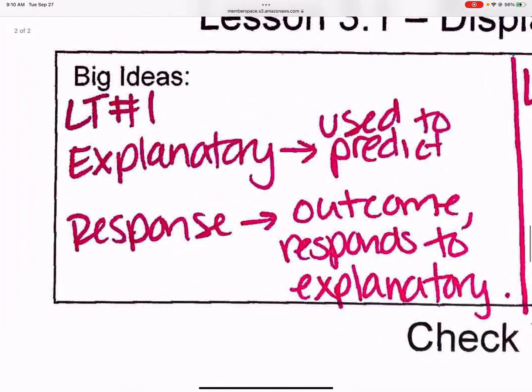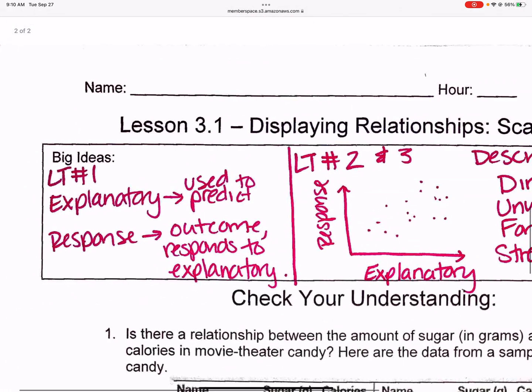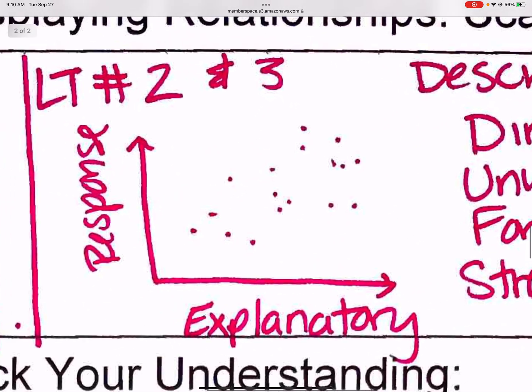The learning targets that you're to learn on this particular lab is that explanatory is used to predict. It's your x-axis. And the response or your prediction is the outcome, and that's your y-axis. It's what responds to the explanatory variable. Okay, so for learning target 2 and 3, you can see here's when I have my explanatory on my x-axis and my response is on my y-axis.